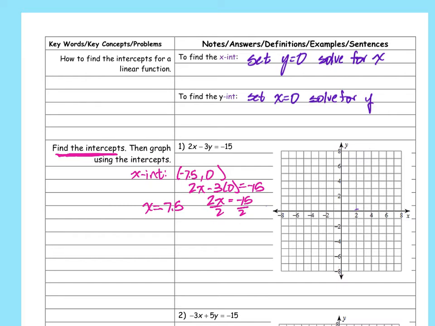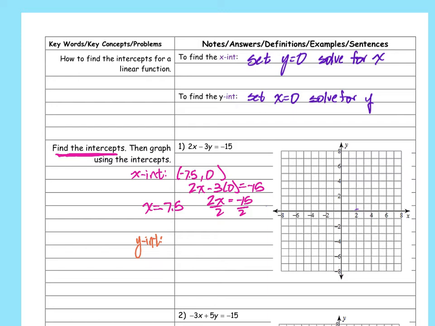I know usually I don't put it as a decimal, but because I'm going to put it on a graph, it's easier for me to find the decimal than it is to find 15 halves. So I put it in decimal form so it'd be easier to look on the graph for it. That's why I did that. So now I'm going to find the y-intercept.